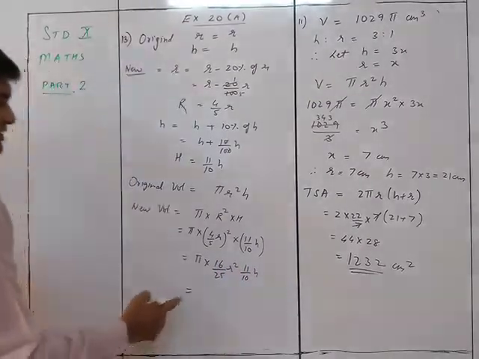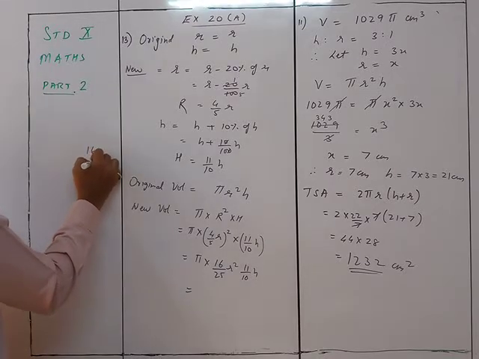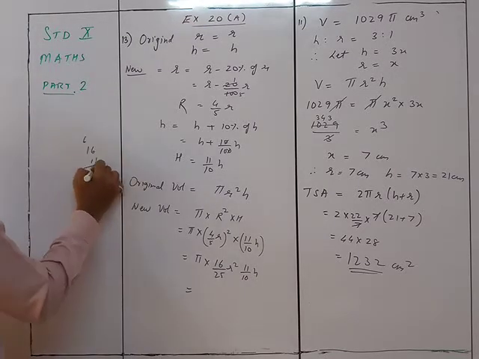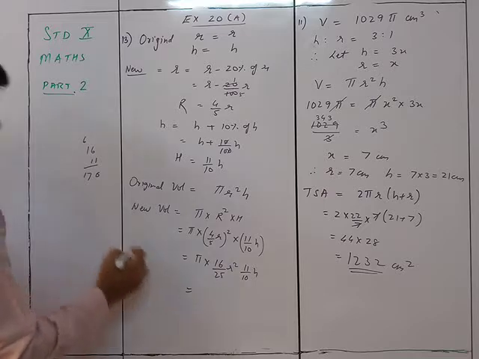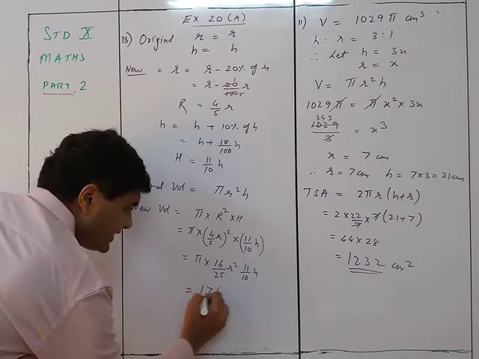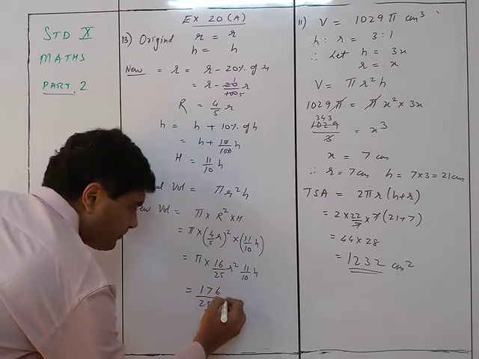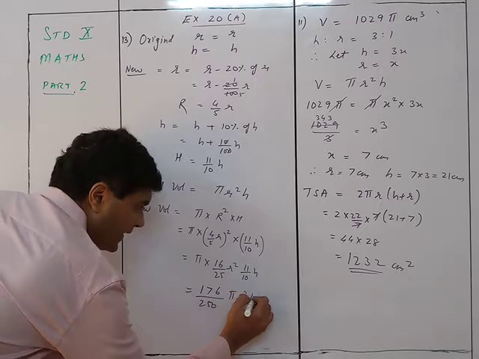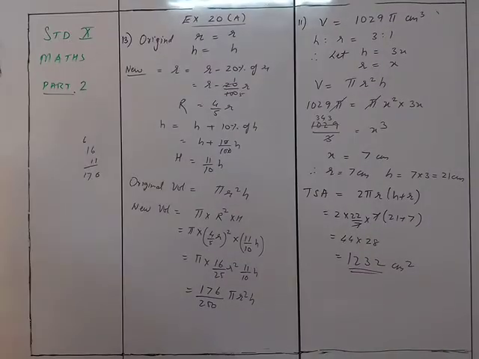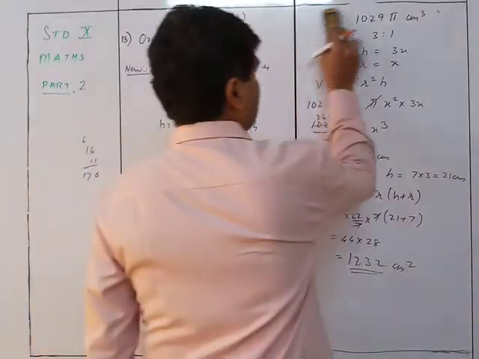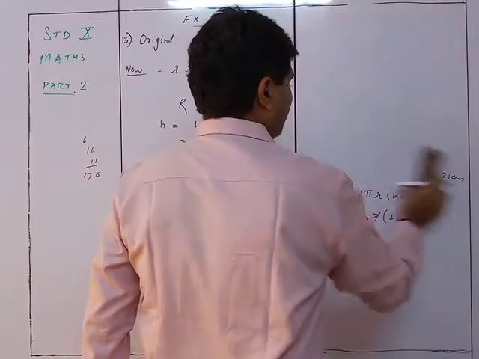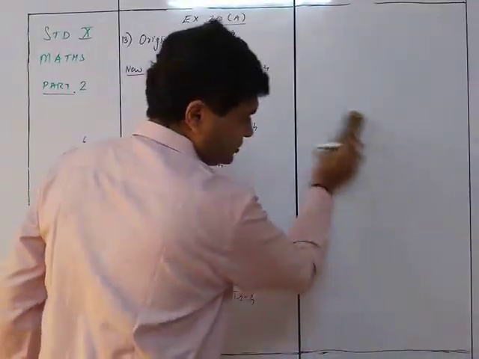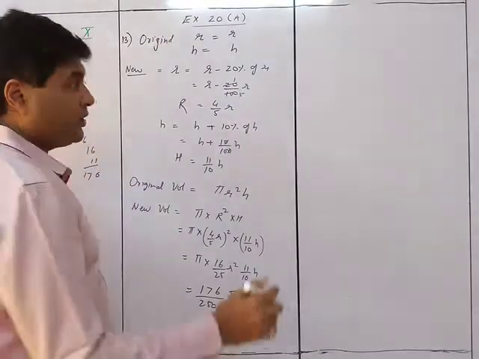So that gives me 16 into 11, which is 176. So 176 upon 250 pi r square h. Now they asked us the percentage change. Okay, I'll first find out the CSA also, the curved surface area also.